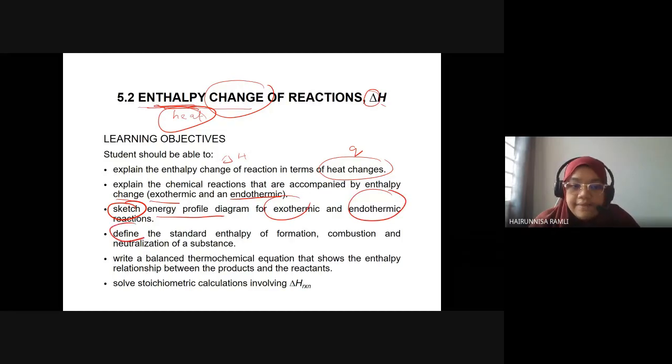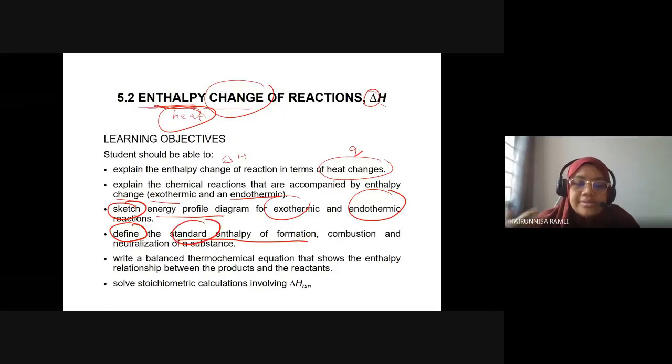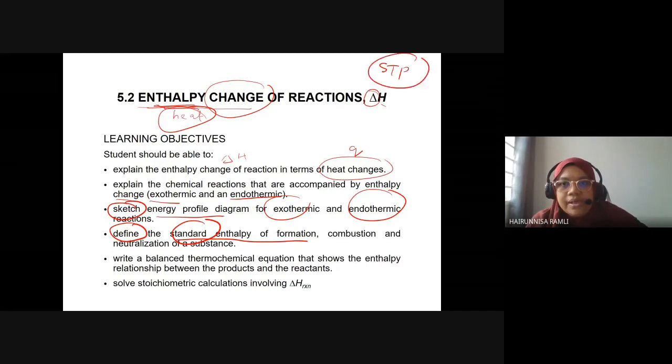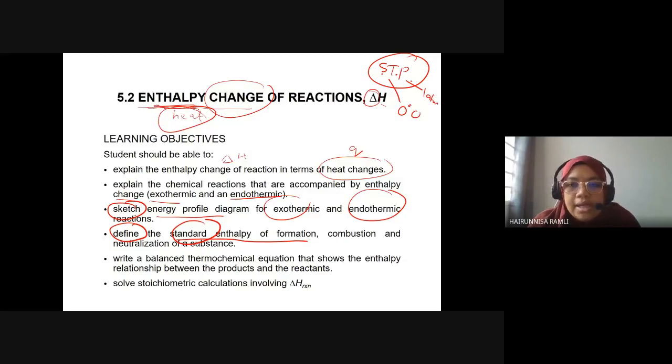Okay, and then define. Define ni ada cara dia untuk you ingat, saya akan explain later. The standard enthalpy of formation. Bila kita cerita pasal standard, you have to follow some certain conditions. Standard condition dia apa? Macam STP, untuk gas kan? STP is standard temperature pressure. So temperature must be 0, pressure must be 1 atm, right? Sama juga dalam kes ni, dia not follow the STP, but dia ada standard condition dia. Okay, and then this one, standard enthalpy for formation, combustion and neutralization.